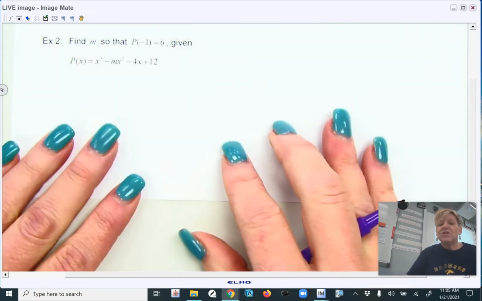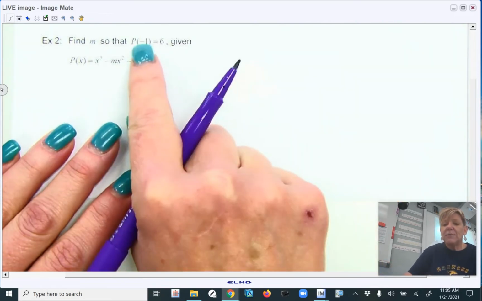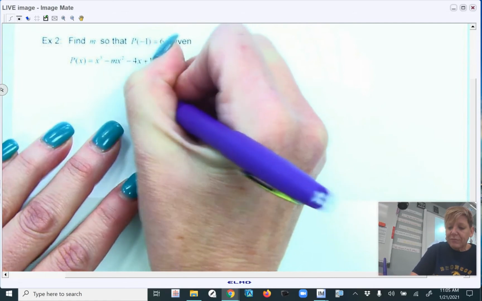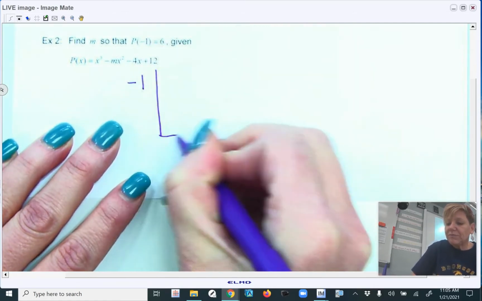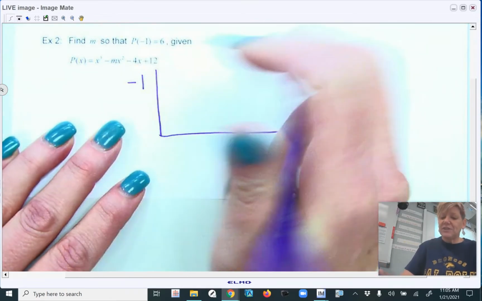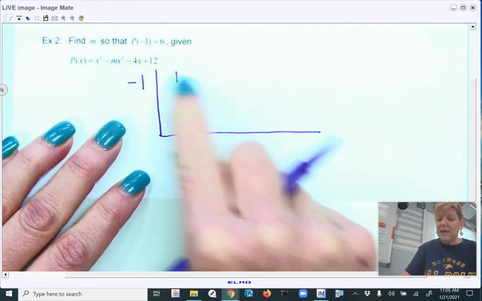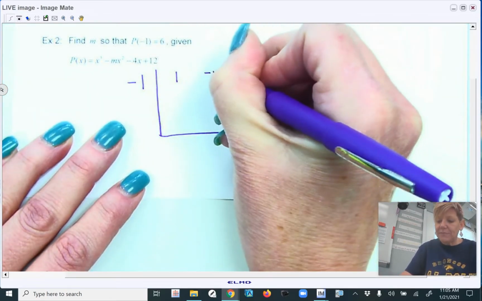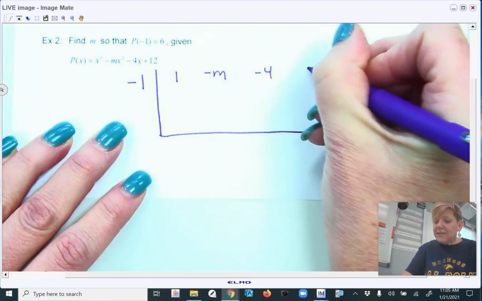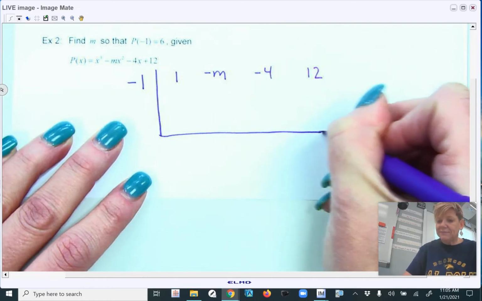All right, so what is our box number going to be? Our box number is going to be our negative 1. What are our coefficients going to be? Our coefficients are going to be 1, negative m, negative 4, and a positive 12.